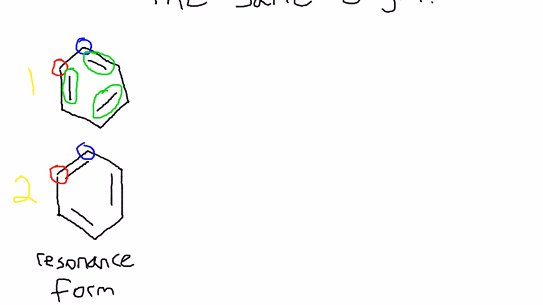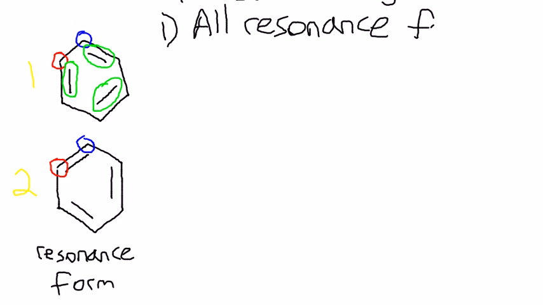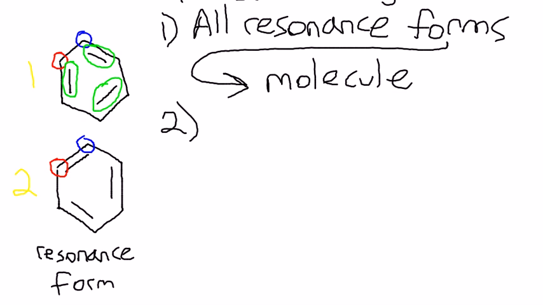So now I'm going to go through my list of rules of resonance. So number 1 is all resonance forms taken together represent the entire molecule. So all resonance forms taken together represent the entire molecule. Number 2, there are no interconversions between resonance forms. And that means if you take a snapshot, I guess, you won't find benzene sometimes as number 1 or sometimes as number 2.